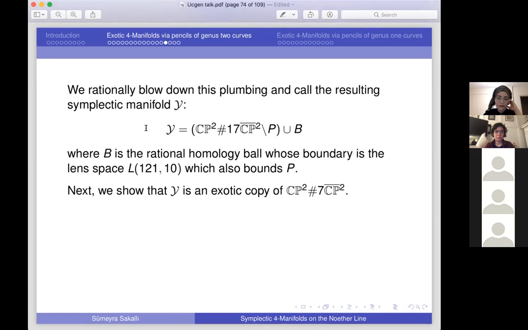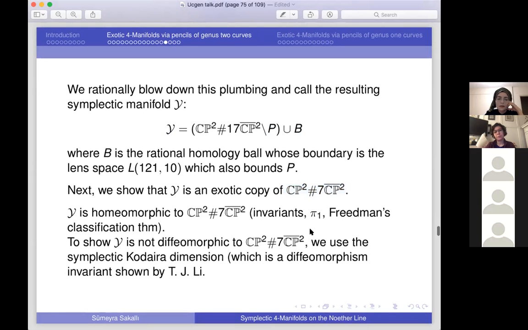Next, we show that Y is an exotic copy of CP2 blown up at 7 points. So to show exoticness, there is a kind of standard approach. It is computational. So first, we show that Y is homeomorphic to this standard 4-manifold. To show that they are homeomorphic, we do computations. We compute the topological invariants and fundamental group of our manifold. And then there is a theorem by Freedman. And by using his theorem, we conclude that they are topologically the same manifolds.